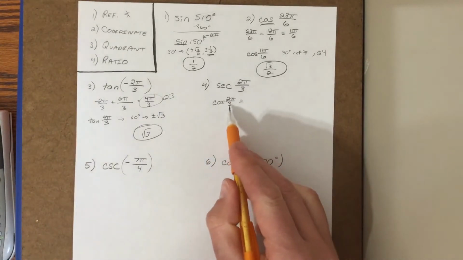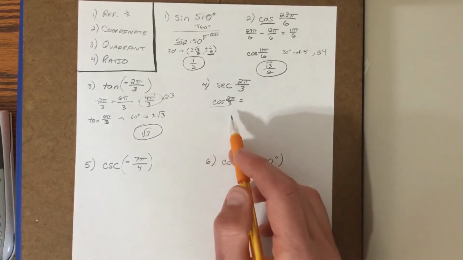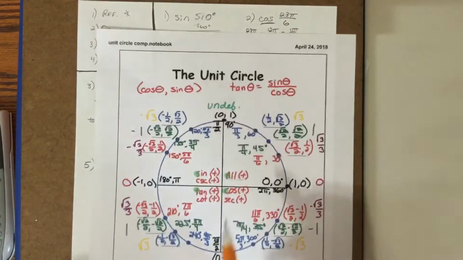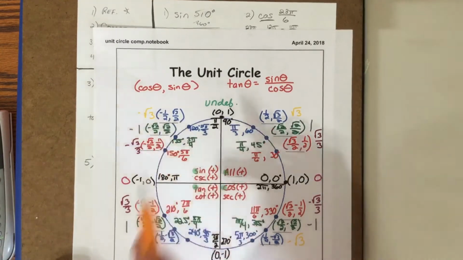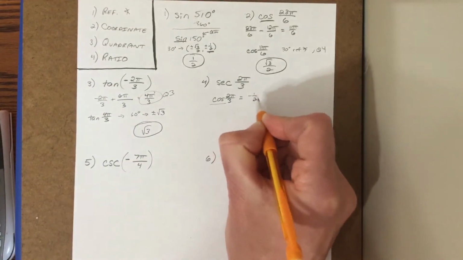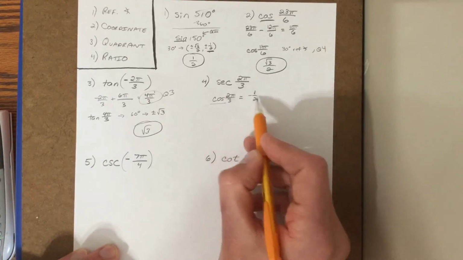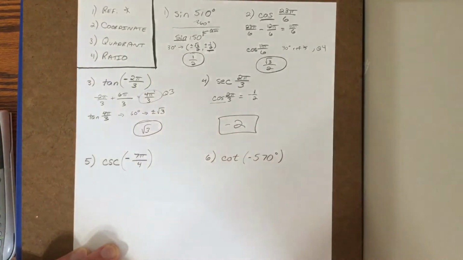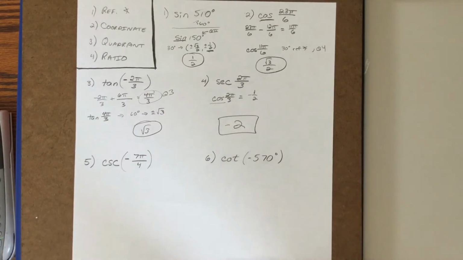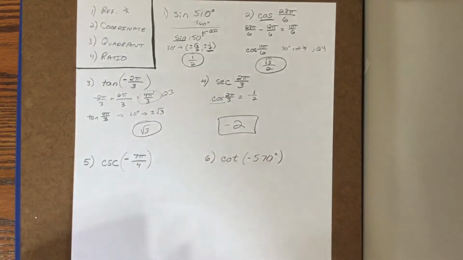2 pi over 3 is a 60-degree reference angle. It is located in quadrant 2, and I can take the x-coordinate in quadrant 2. So if we cheat here a little bit, cosine 2 pi over 3, the x-coordinate there is -1/2. So the cosine of 2 pi over 3 is -1/2. Secant is its reciprocal. So the reciprocal of -1/2 is -2. So that would be our answer. So secant 2 pi over 3 comes out to be -2.